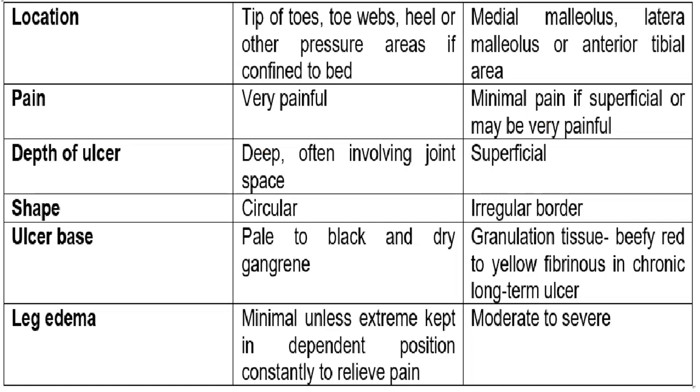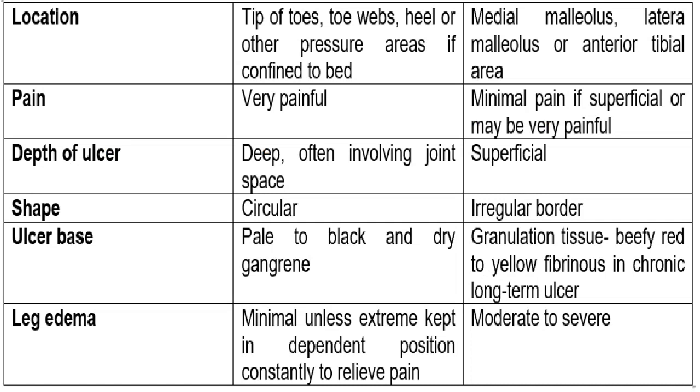In the arterial, the location is the tip of toes, toe webs, heel, or other pressure areas or over bony prominences. Very painful. Deep, often involving joint space. Circular. Pale to black and dry gangrene. Minimal unless infected, kept in a dependent position constantly to relieve pain.